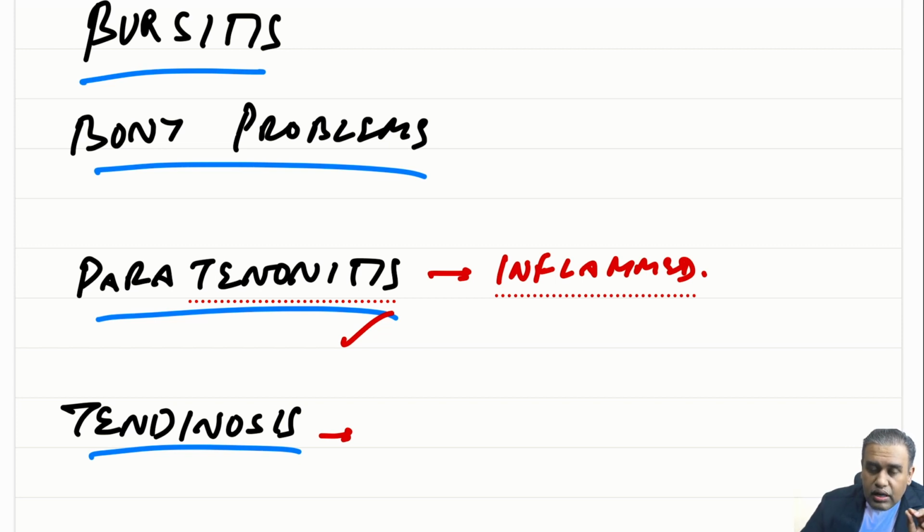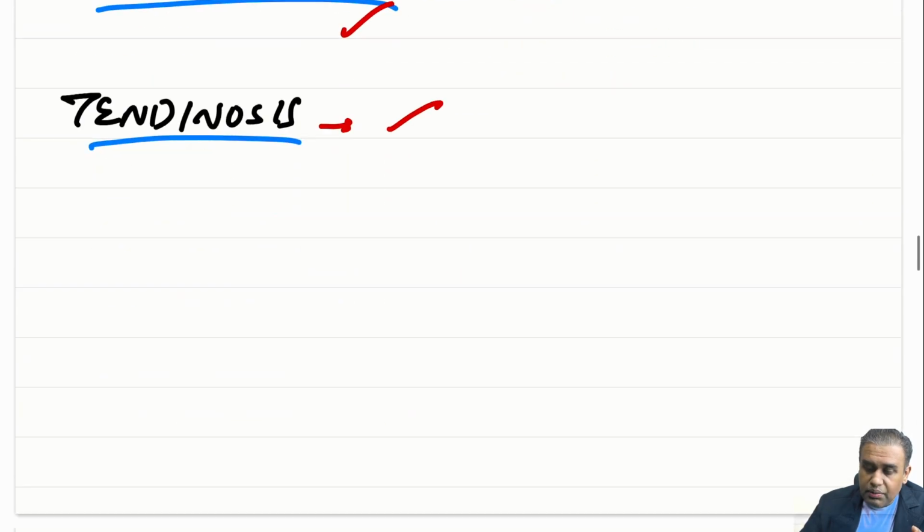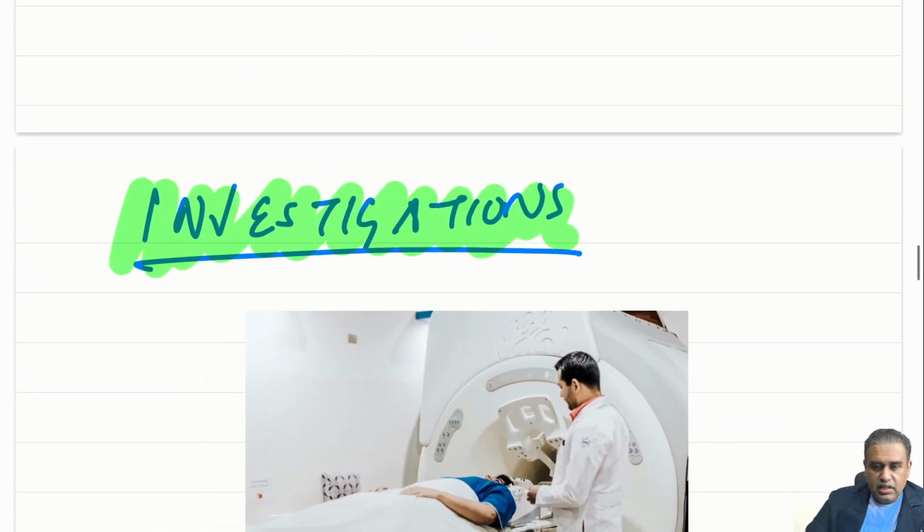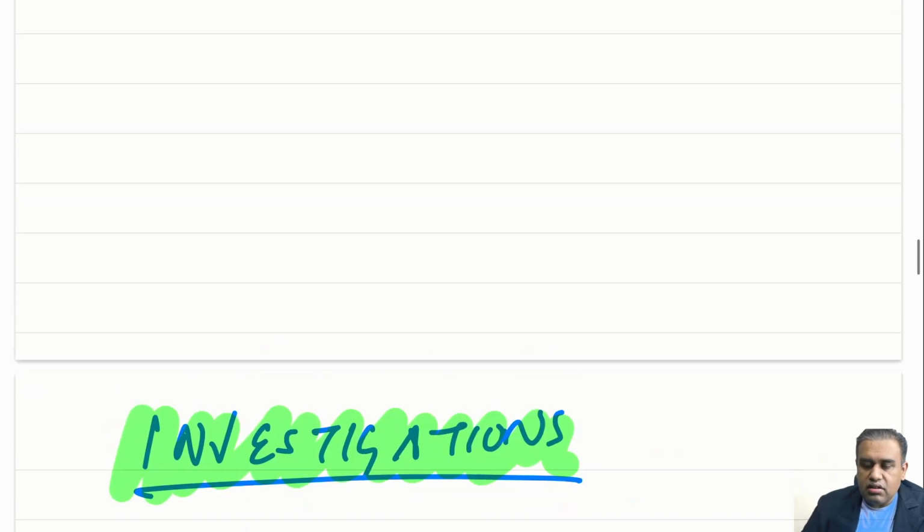If you carefully palpate, that is one of the parts of the examination in a patient of Achilles tendon rupture. If you carefully palpate the entire calf muscle, the gastrocnemius and soleus, you might feel small nodules around the tendon. That is known as tendinosis. Now coming to the investigation, obviously, what investigation? So what will happen is the patient will come to you with obviously pain.